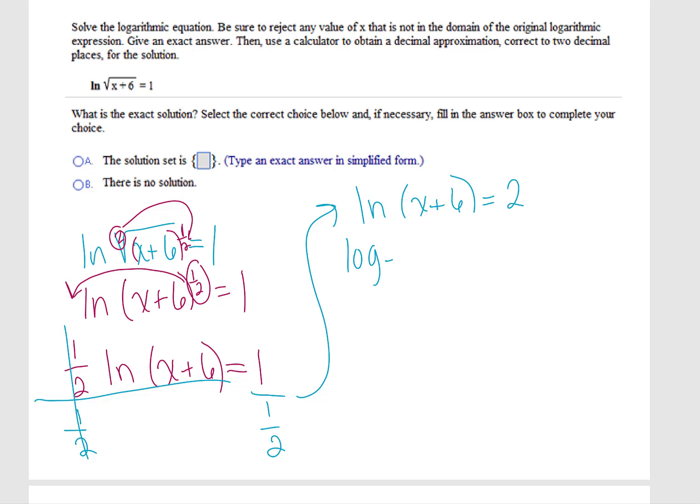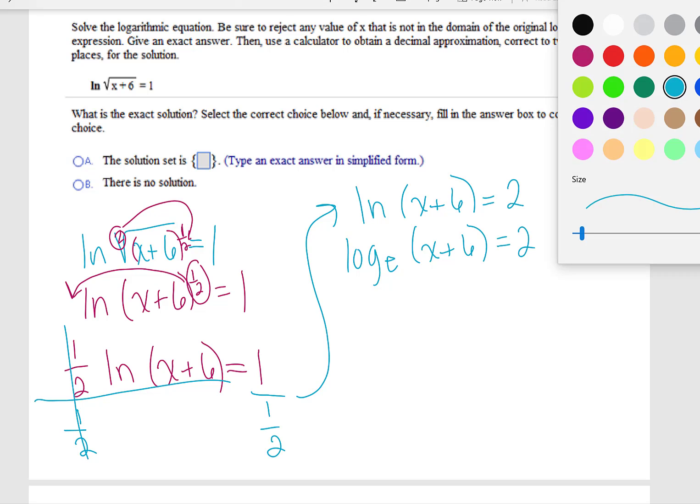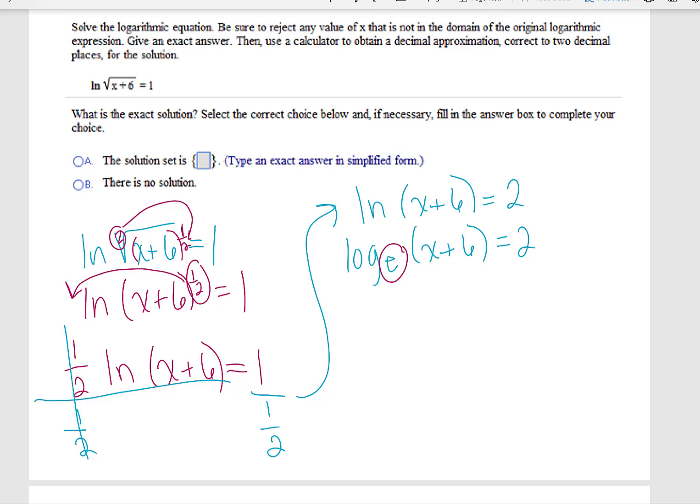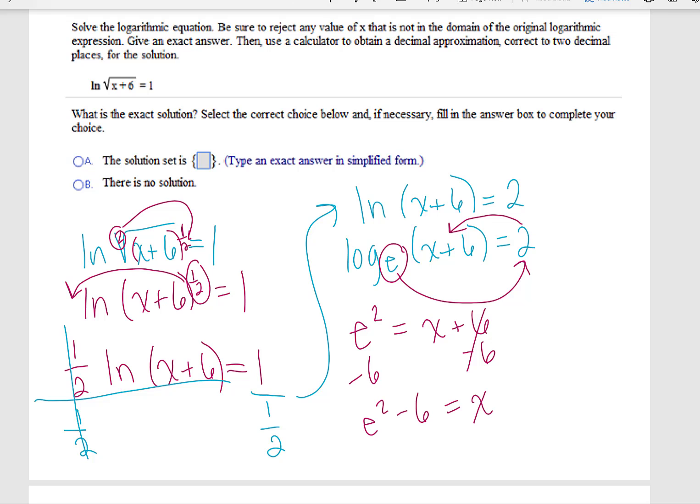Remember, natural log is just log with a base of e. I'm going to go ahead and write it out so we can see how that looks when we circle around. So base of e raised to the second power equals x plus 6. Okay, I'm going to subtract 6. Subtract 6. I get e squared minus 6 equals x.